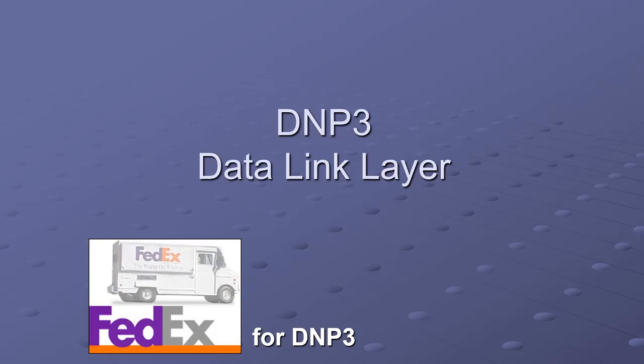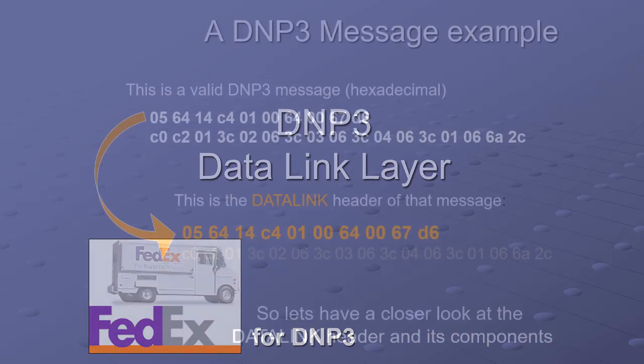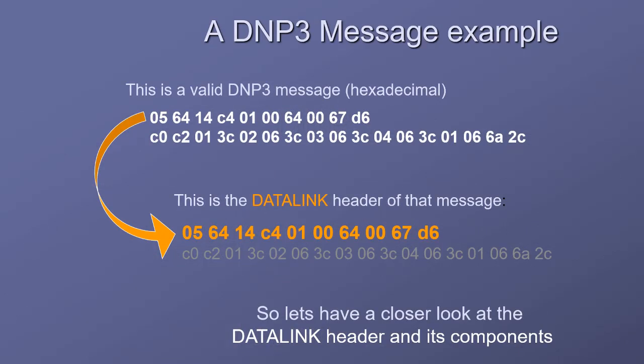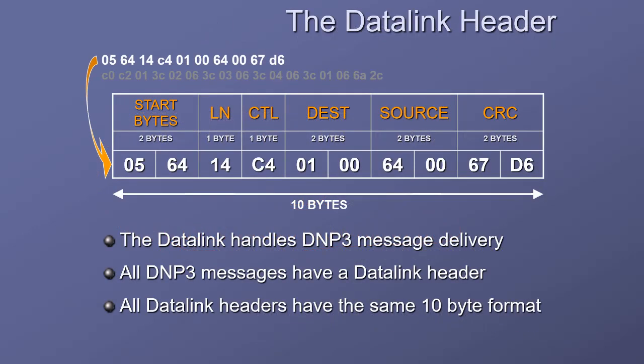Let us now take a closer look at the data link layer. This message example is a valid DNP3 request. This is the data link header of that request. Let's have a closer look at the data link header and see what it means. So the data link header is this part of the message right here. The data link layer handles DNP3 message delivery. All DNP3 messages have a data link header. The data link headers are all 10 bytes in length.